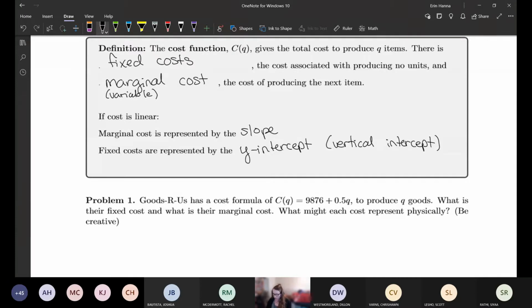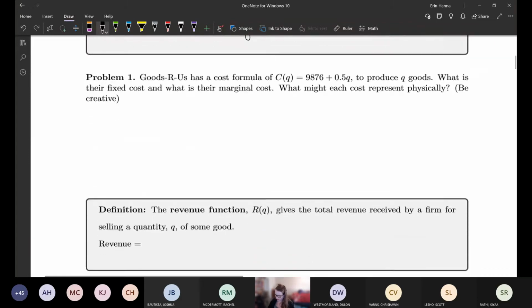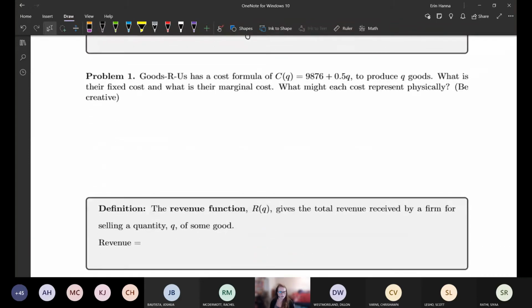So let's say that Goods R Us has a cost formula of 9,876 plus 0.5 Q to produce Q goods. What is their fixed cost and what is their marginal cost, and what might each cost represent physically? And we can just kind of go crazy with those and get a little creative.